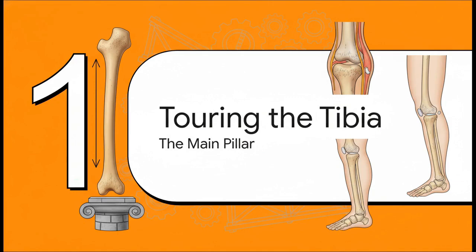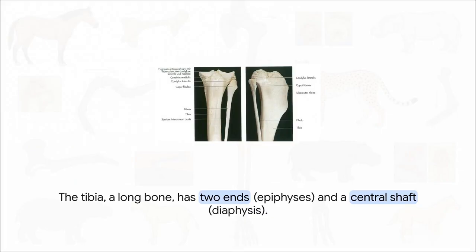All right, first up is the tibia. Think of it as the main pillar of the lower leg. This is the bone that does all the heavy lifting, literally. So, just like any other long bone in the body, the tibia has that classic structure. You've got two ends, those are the epiphyses, and then the long part in the middle, that's the diaphysis. Simple enough, right? But trust me, the magic is all in the details of these parts.